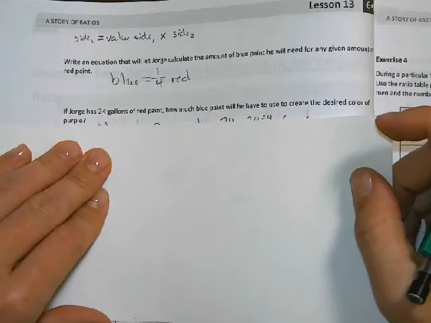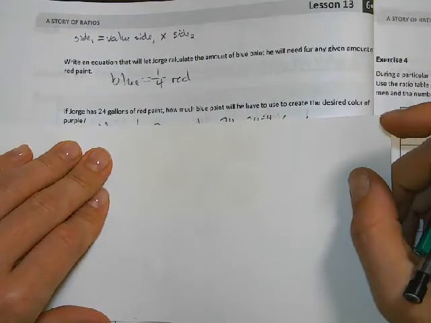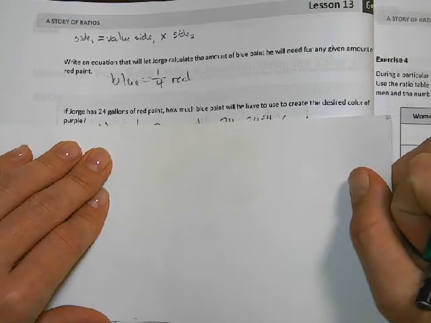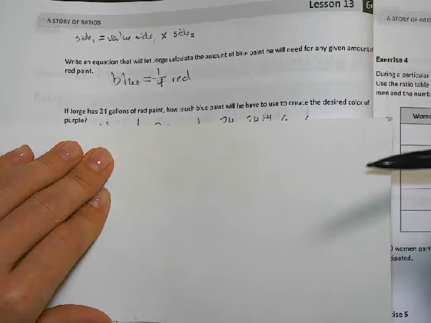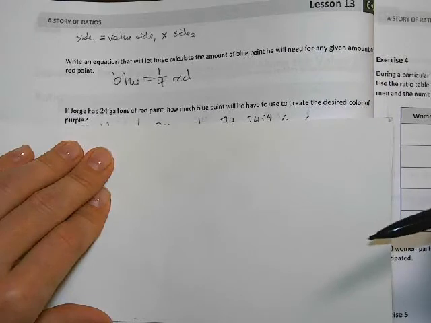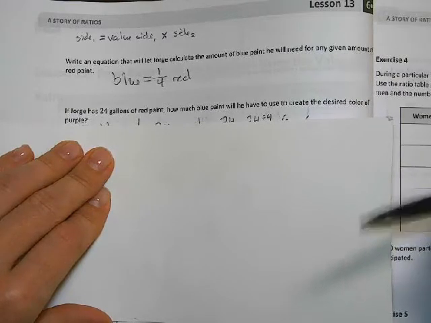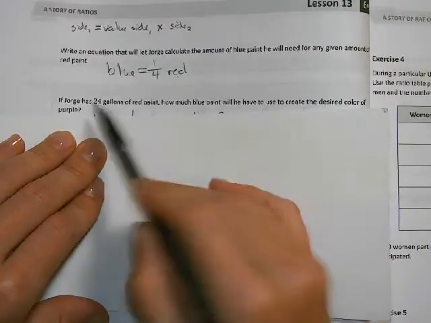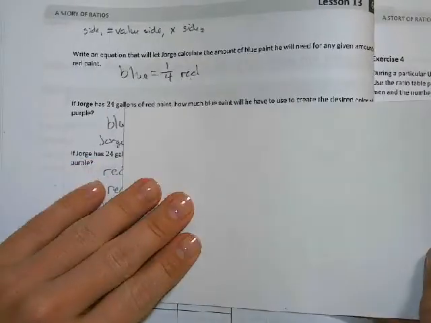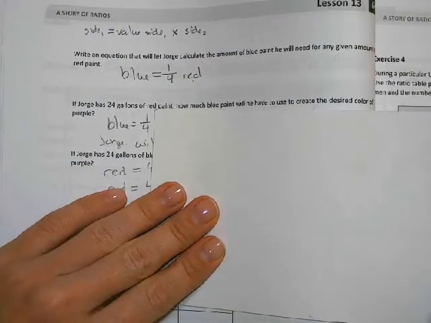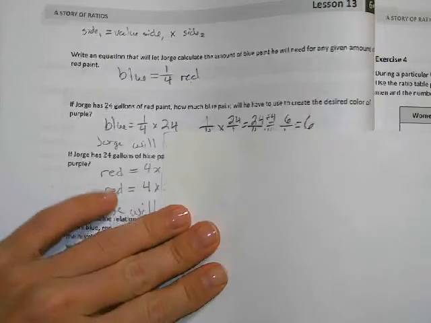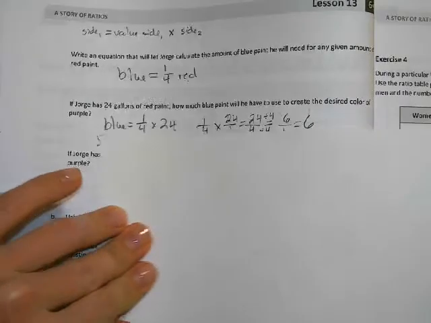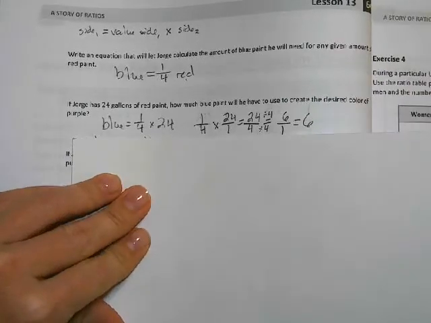If I move down, it says Jorge has 24 gallons of red paint. How much blue paint will he have to use to create the desired color of purple? Well, now that I have an equation, blue equals 1/4 red, I actually can just plug that number in without having to look at a ratio table. So 24 gallons of red paint means I'm going to replace red with 24. So I have blue equals 1/4 times 24 because 1/4 is the value and then the amount of red is 24.